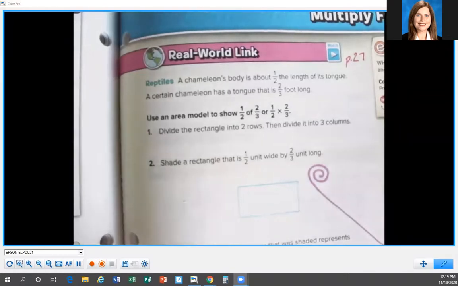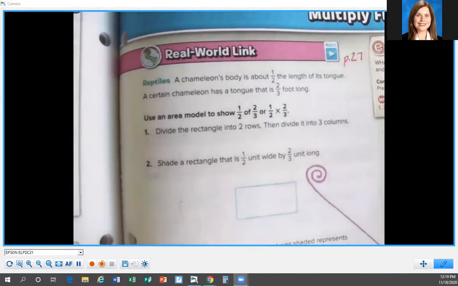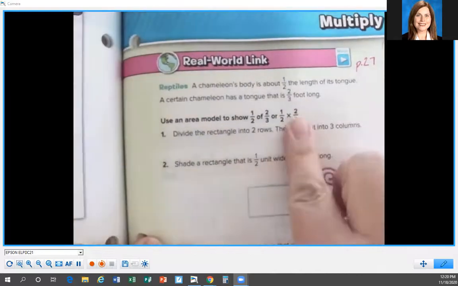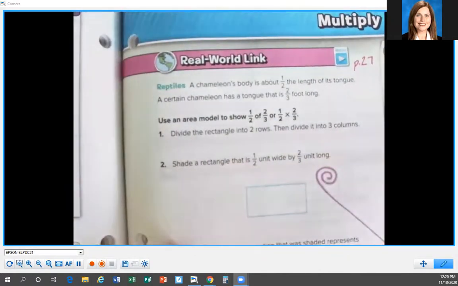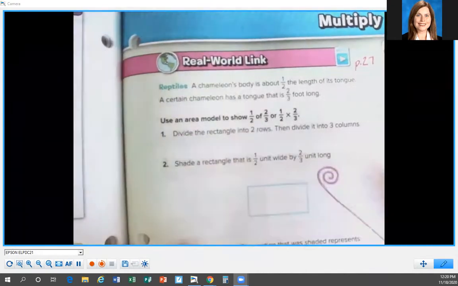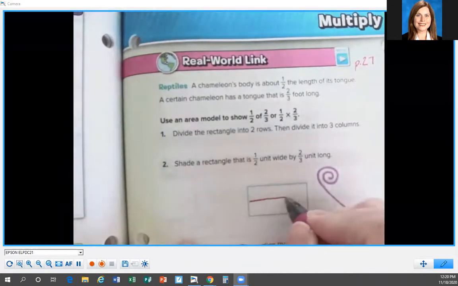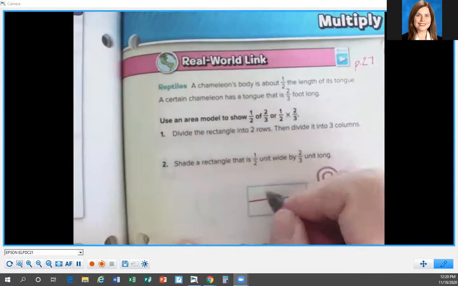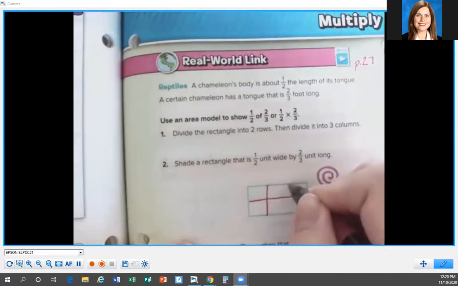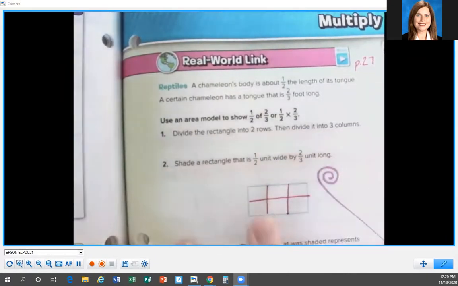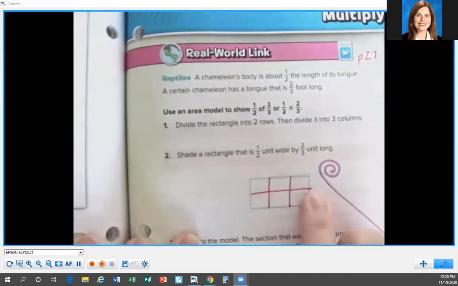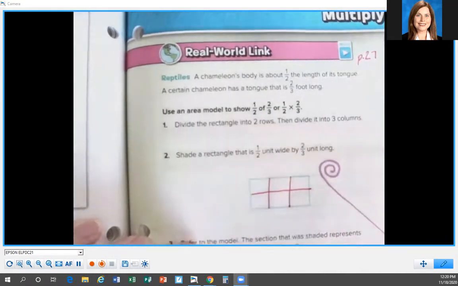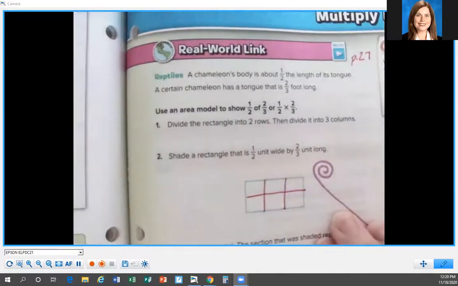Use an area model to show 1/2 of 2/3, or 1/2 times 2/3. So if we take our rectangle here for an area model, and we want to do 1/2 of 2/3, we'll divide it into columns. Those will be our thirds. And we'll divide it into rows. Those will be our halves. Okay, so pretend like I just divided that perfectly even.